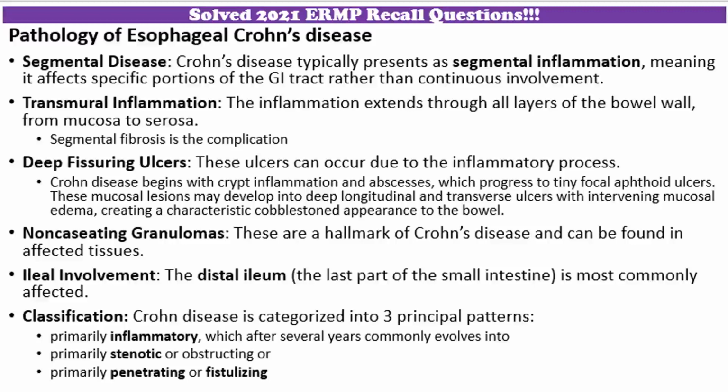Crohn disease begins with crypt inflammation and abscesses, which progress to tiny focal aphthoid ulcers. These mucosal lesions may develop into deep longitudinal and transverse ulcers with intervening mucosal edema, creating a characteristic cobblestoned appearance to the bowel. Finally, the hallmark of Crohn's disease histologic feature is non-caseating granulomas.